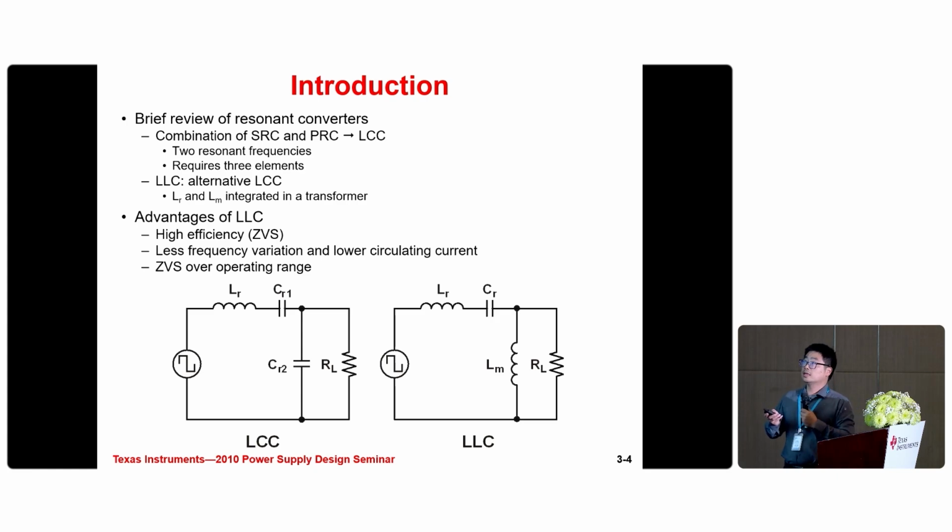And also, there are some advantages of the LLC. It can achieve very high efficiency, and it also has less frequency variation and low circulating current. And it will provide ZVS over the entire operation range.